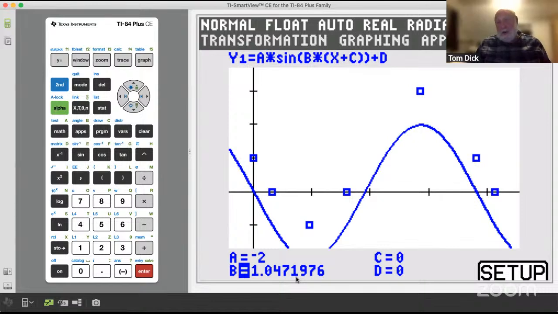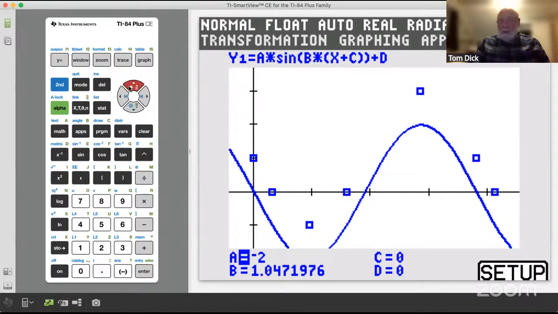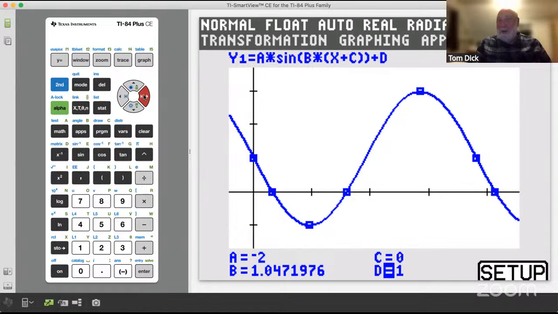C is 0 here, and I think Steve's C value was also 0. He didn't have any additional term in there. I think all that was left was to shift this up 1 unit. So let me go over to the D value. And I think if I just hit the right arrow key, it will increment up 1. Boom, there we go. We've got this really nice fit there.